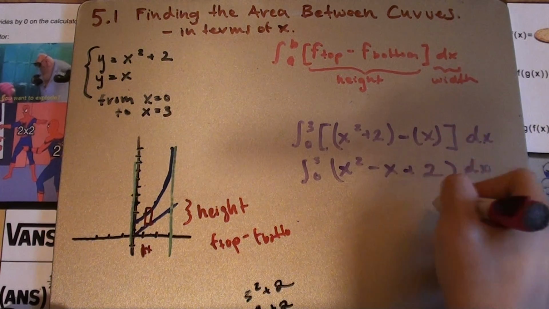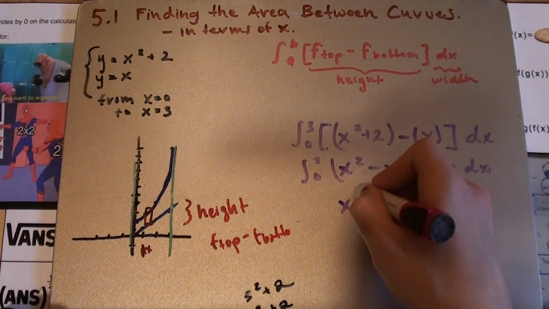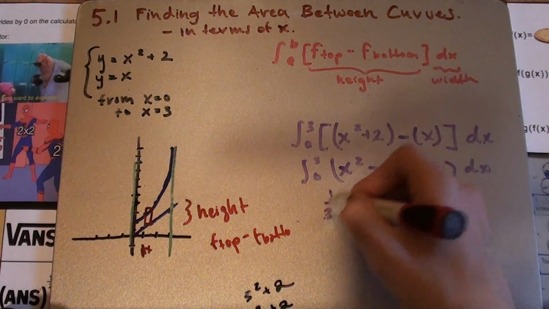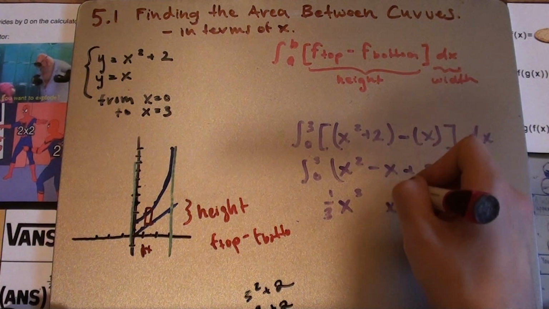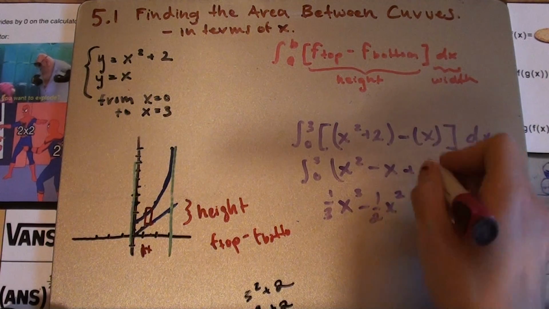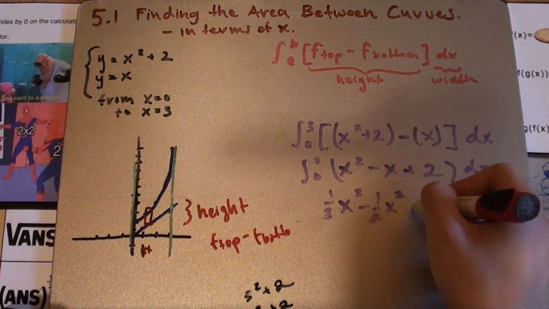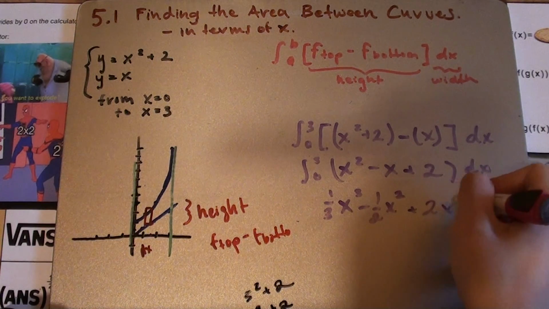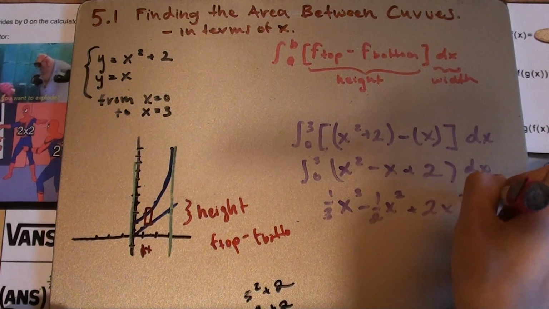So when we take the integral, we are going to add 1 to our exponent and multiply by the reciprocal. So for x squared we get 1/3 x cubed, and for x, we add 1 to get 2, so we have minus 1/2 x squared. And then finally we are going to add a 2x, and now we have to evaluate from 0 to 3.